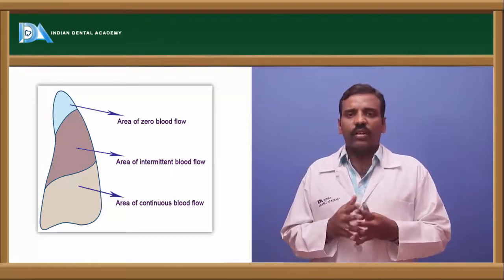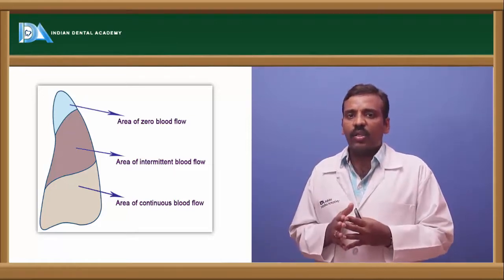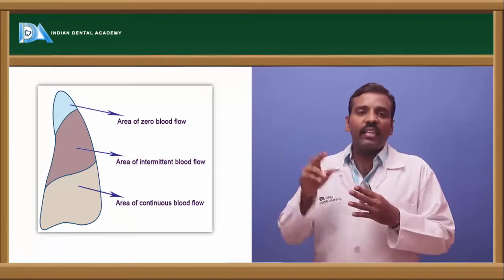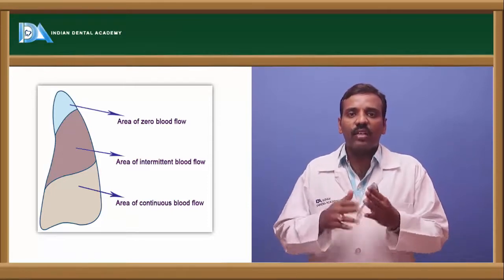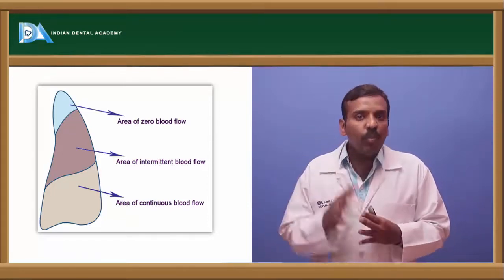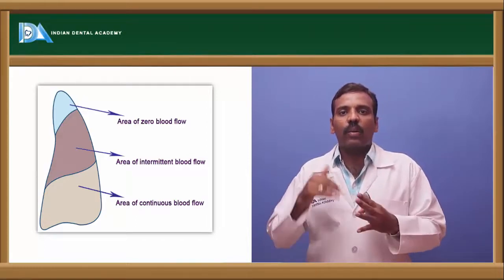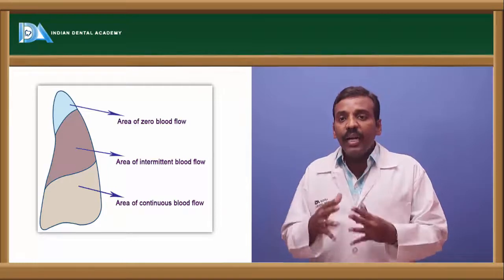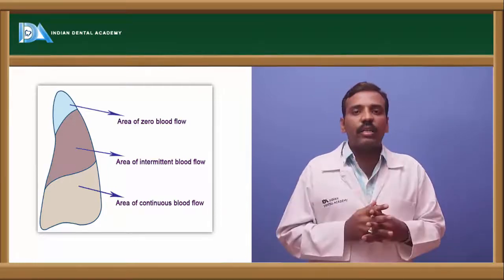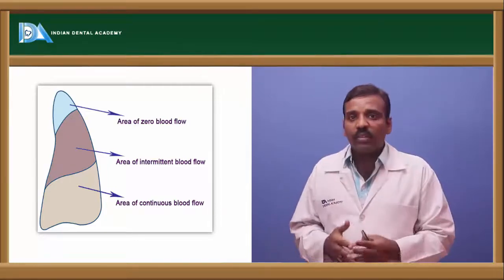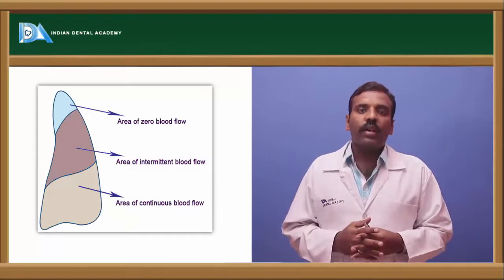Next, if you see the diagram of the lungs, how the circulation is there, the lung is divided into three areas. The uppermost part has zero circulation; there is no circulation at all in the upper part. In the middle part, there is intermediate blood flow, and in the base part, there is heavy blood flow in the lungs.